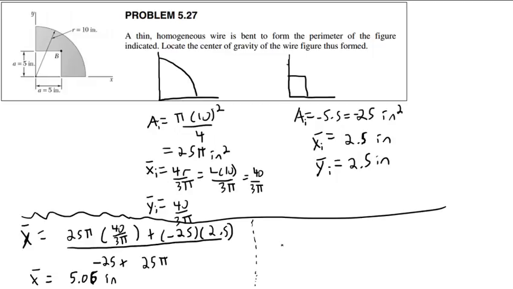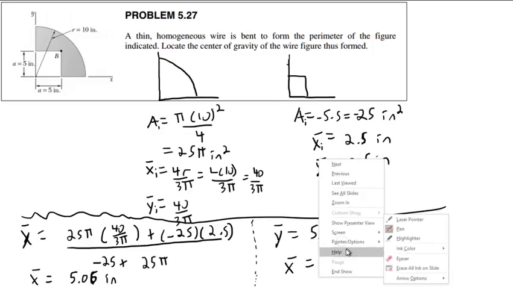You know, the y bar should be the same, shouldn't it? It's symmetrical about the line y equals x. Y bar should also be equal to 5.06 inches. Just by visual inspection, you're pretty close to where the centroid dot is there. Precisely, yes.